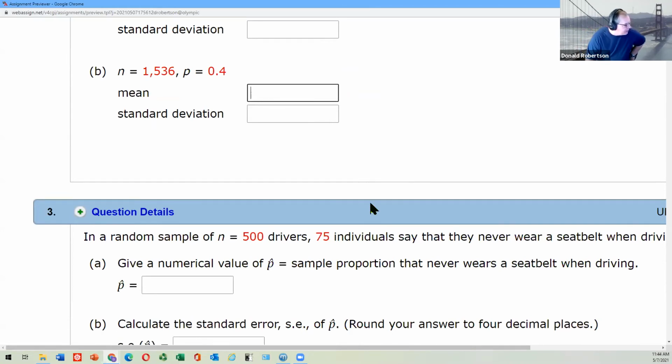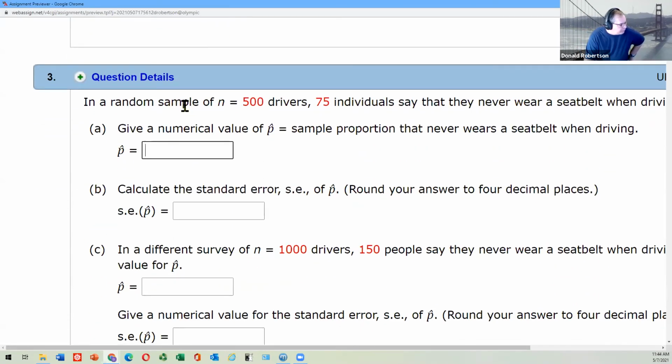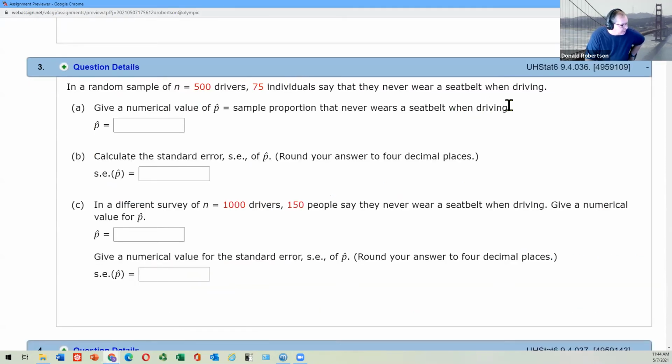Right. Now, if we move on to question 3, P hat. So a random sample of drivers was taken in this story, saying that they never wear seatbelts. Bad news. So 75 out of 500. And I'm assuming here that they want answers to be in decimals. So you just did 75 divided by 500, and you put in the answer 0.15.